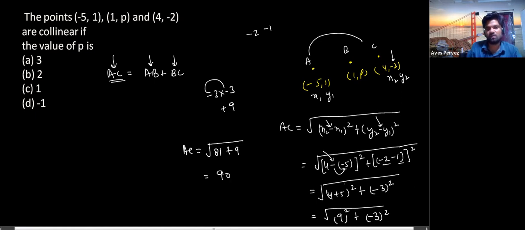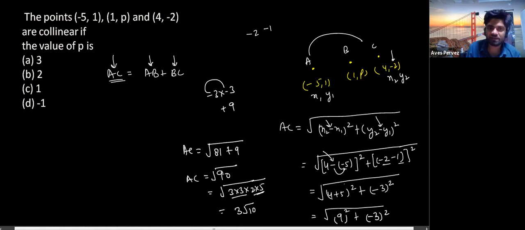So AC is under root of 90. How can you write 90? You can write 90 as 3 into 3 into 2 into 5. 3 3s are 9, and 2 5s are 10, and 9 10s are 90. So you can take the 3 as common and write 3, and under root of 10 will be the remaining one. So the value of AC is 3 root 10.